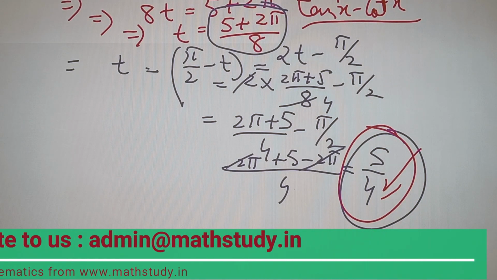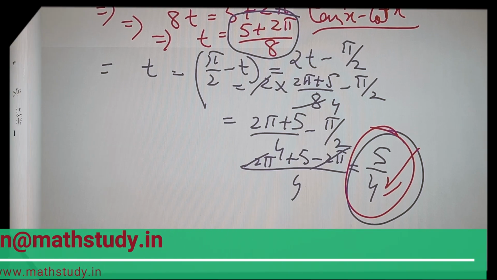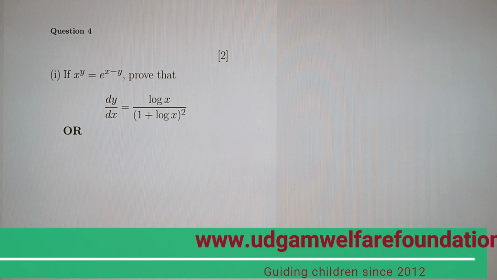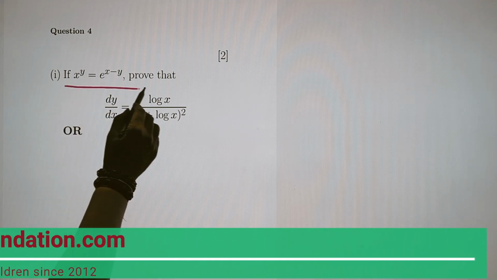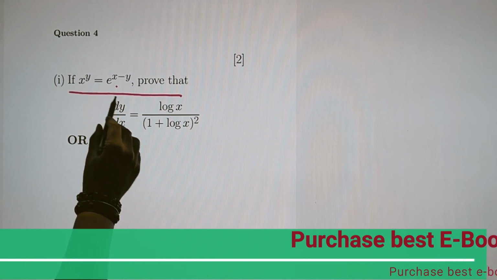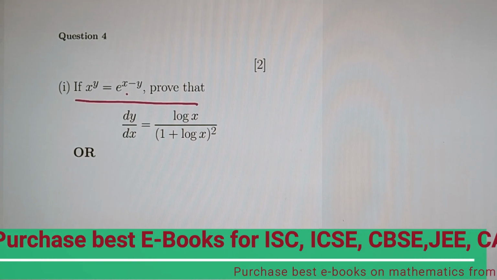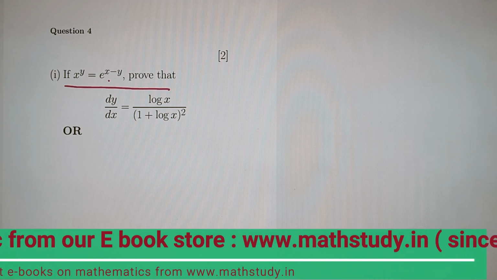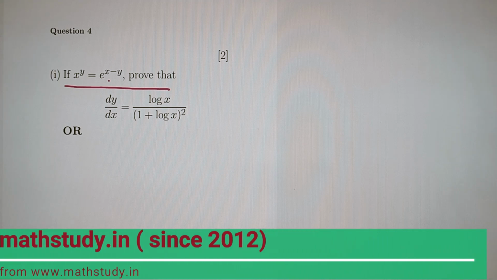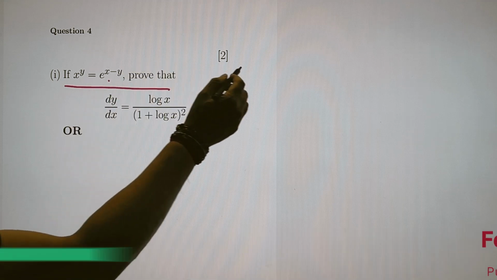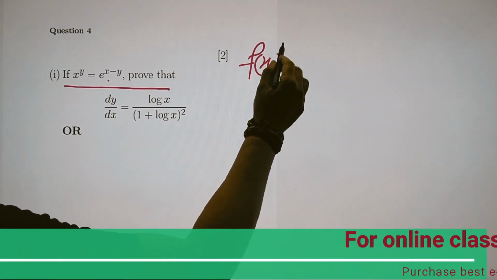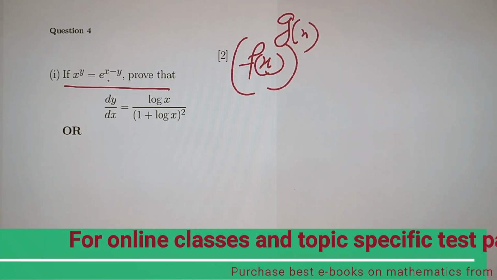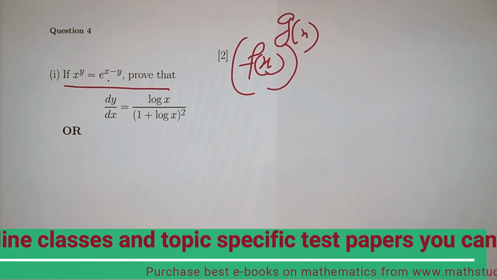Now let's move forward and discuss question number 4 here. So students, this is part 1 of question number 4, which states if this equal to this, then we have to prove that dy by dx equals to this. This is a very interesting question, and this is a very important question as well. So now what we have to do here, it is stating f(x) whole raised to the power g(x) type function. Then in such a scenario, we have to apply logarithms.